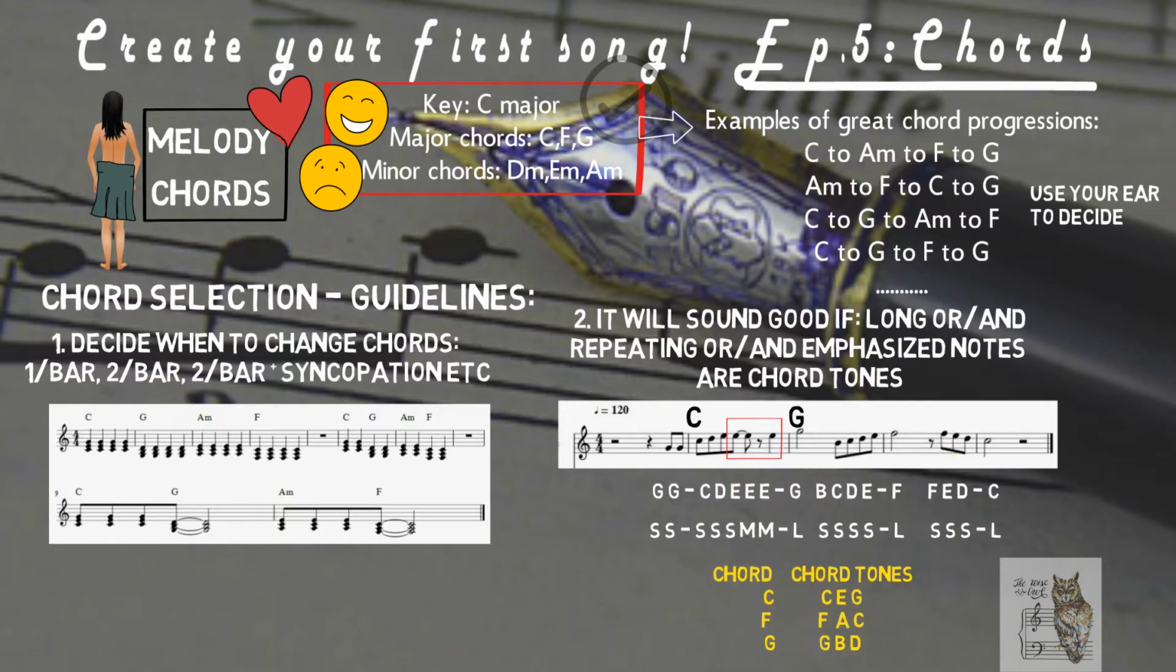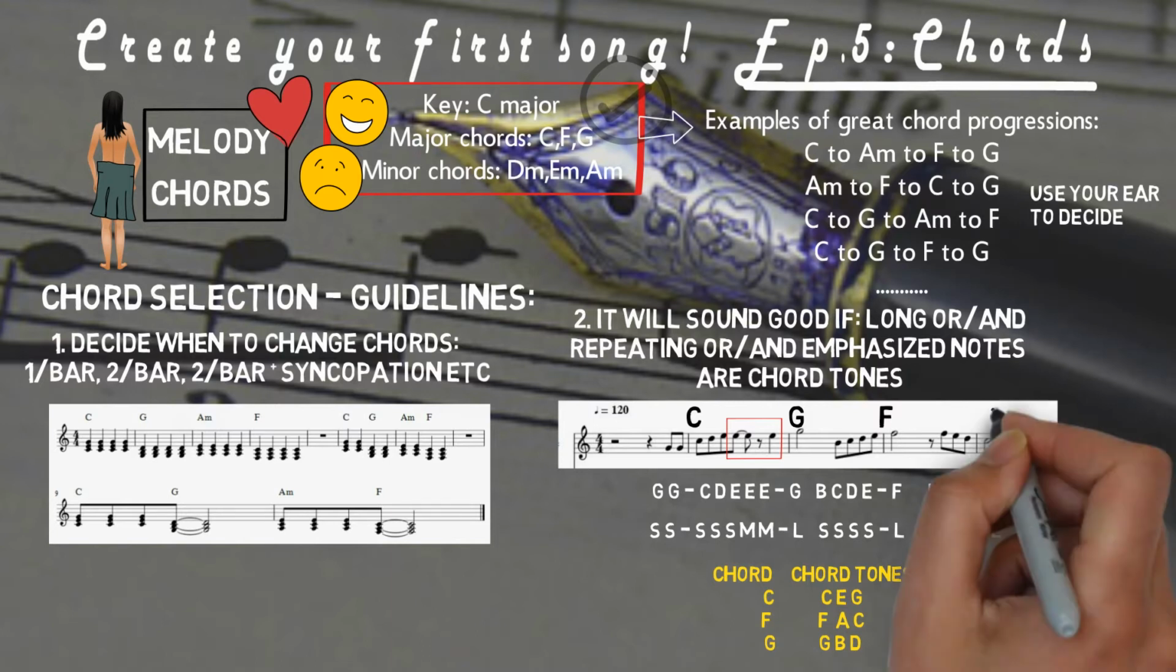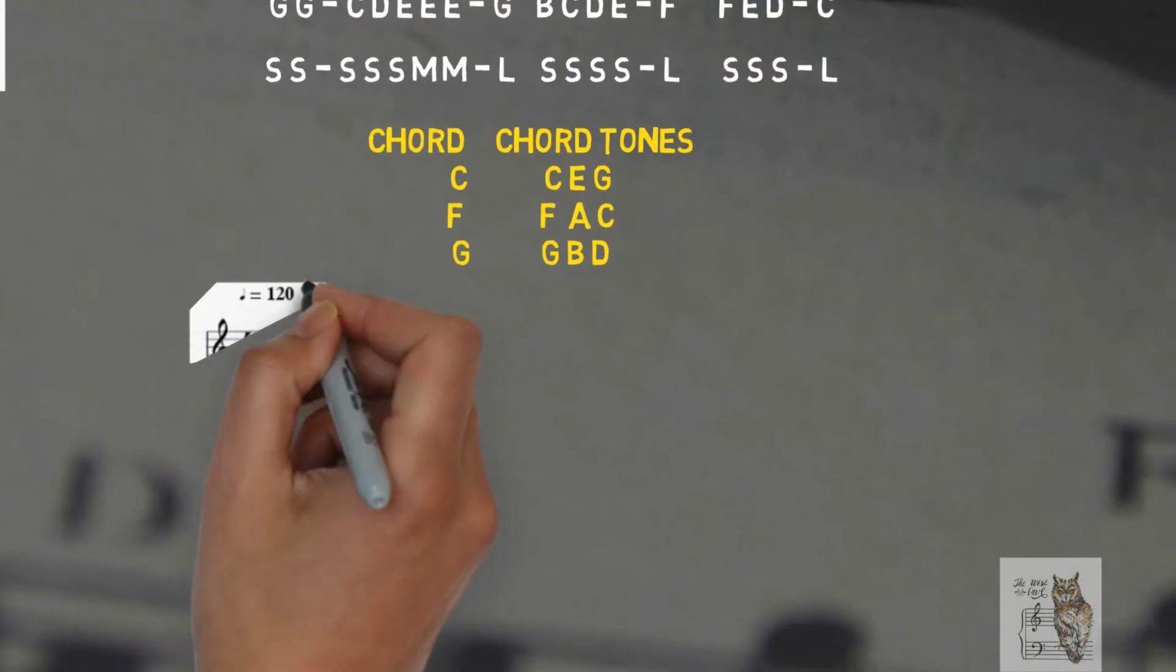Next, I see that my longest note again on the beat 1 is F, so I can either use D minor, F major, or for the more advanced, a B half diminished. Given the same reasons, I will use F. Finally, my melody lands on C, and therefore I will finish with the root chord, C major. Let's hear now the resulting sound.